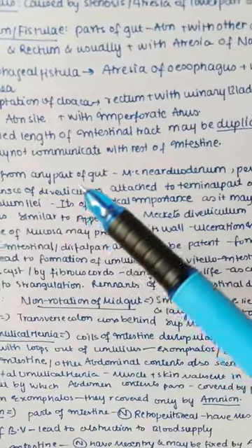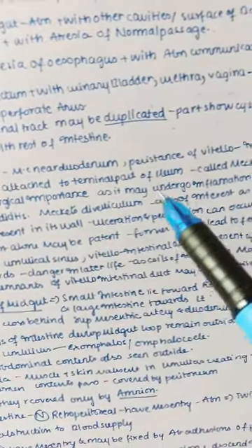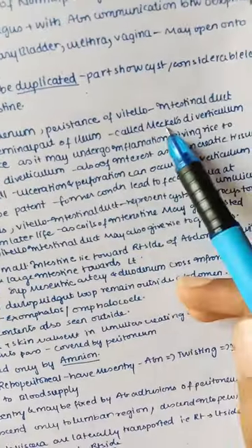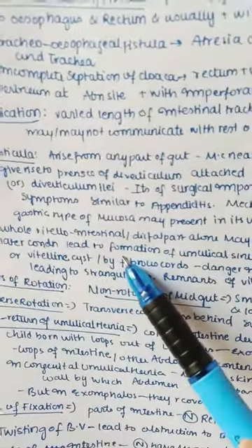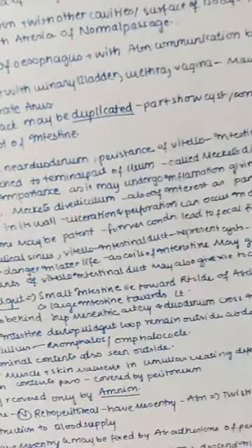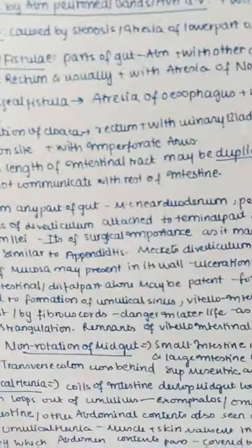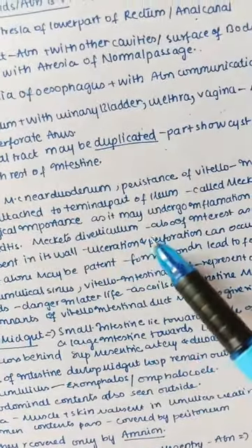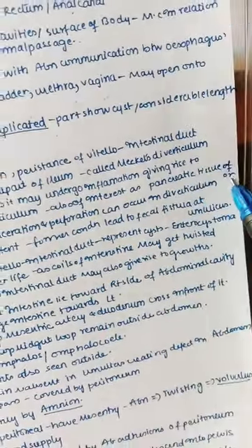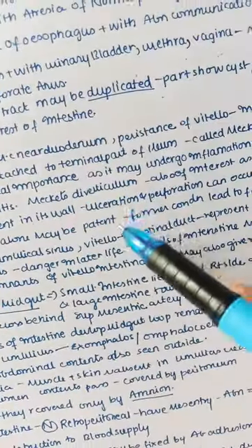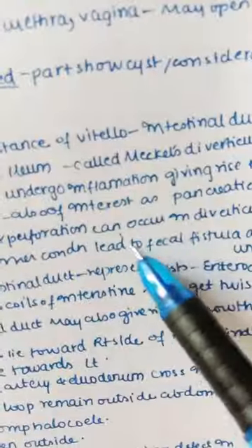Diverticula. These mainly arise from any part of the duct, most commonly near the duodenum, and the persistence of the vitellointestinal duct may also cause diverticula. It is attached to the terminal part of the ileum, which is called Meckel's diverticulum. The ileal diverticulum is of surgical importance as it may undergo inflammation, giving rise to symptoms similar to appendicitis. Remember that Meckel's diverticulum is also of interest as pancreatic tissue or gastric type of mucosa may be present in its wall, and ulceration and perforation can also occur in this diverticulum.